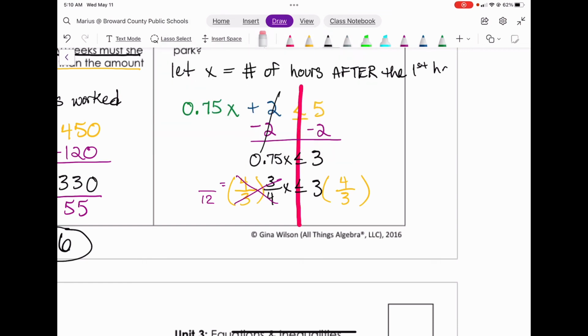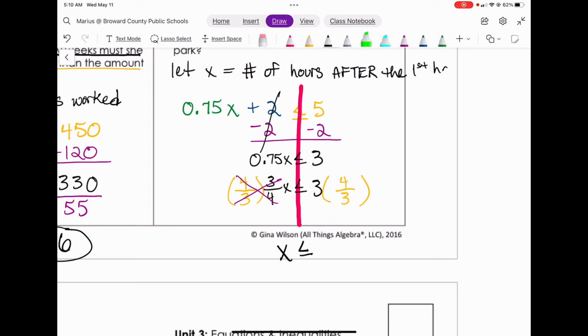So let me erase this off the side here. Now, let me try that one more time. There we go. So once again, you multiply both sides by the reciprocal. We're going to be left with x. We didn't multiply or divide by a negative, so our inequality symbol stays less than or equal to.